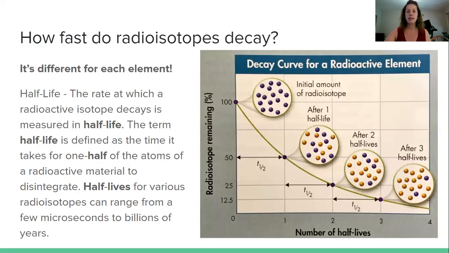So first, how fast do radioisotopes decay? Well, it's different for every element. A half-life is the rate at which the isotope decays, and it's measured in half-lives. So the term half-life is defined as the amount of time it takes for half of the sample to decay. Half-lives for various radioisotopes can range from a few microseconds to billions of years.